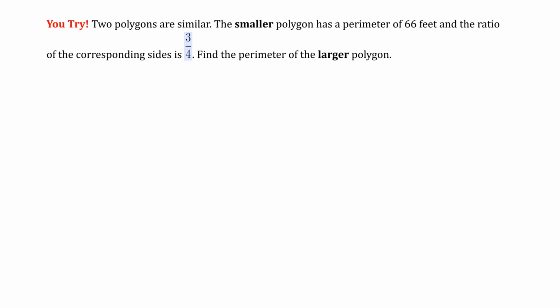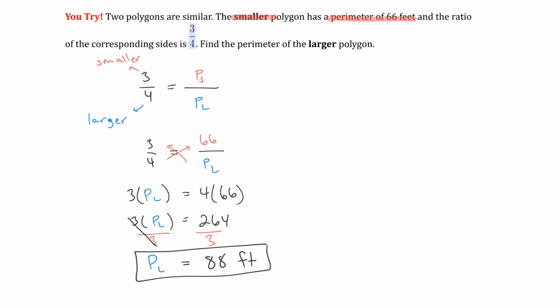Go ahead and pause the video here and see if you can give this problem a try on your own. Alrighty, go ahead and double check over your answers. Again, just making sure that this time we're actually given the perimeter of the smaller polygon. So that needs to go into the numerator because again, 3 is smaller than 4.